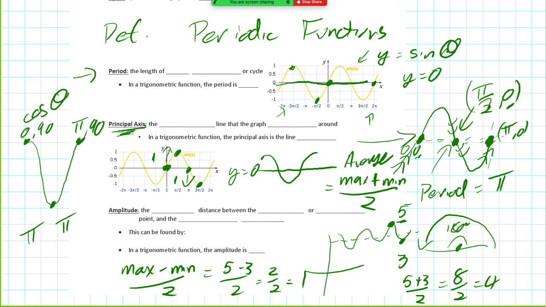Okay, so these are our little formulas: max minus min divided by 2, max plus min divided by 2, and whatever the cycle is. These are little formulas that can help you in terms of always finding the period, the principal axis, and the amplitude of any periodic function. So keep those in mind. They're going to be very important for what you're going to be delving into next in the course.